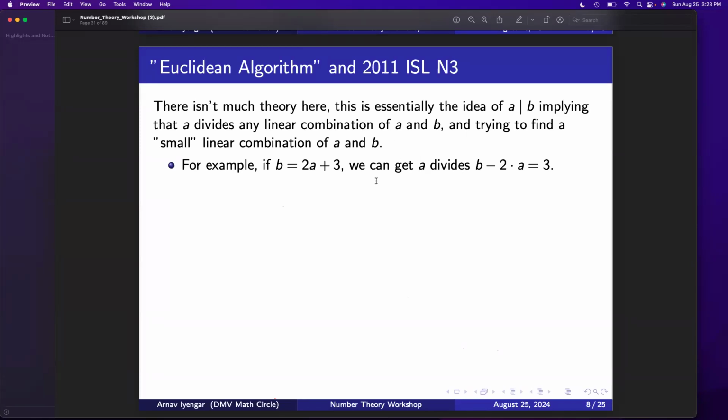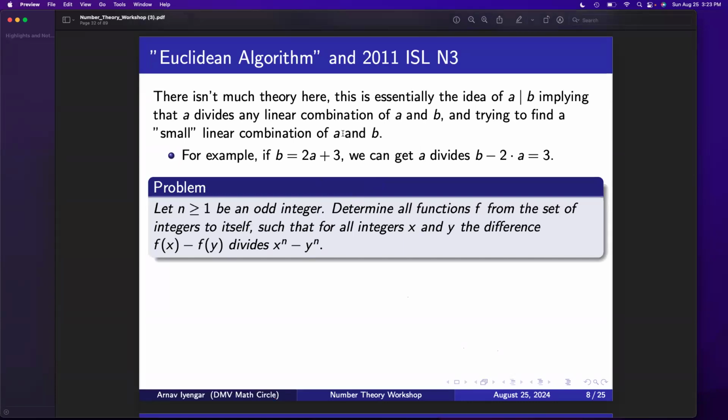The question we're going to go over is from the 2011 AIME Shortlist. You have an odd integer n. This is going to be important. You want to find all functions over the integers, mapping an integer to another integer, such that for all integers x, y, f of x minus f of y has to divide x to the n minus y to the n.